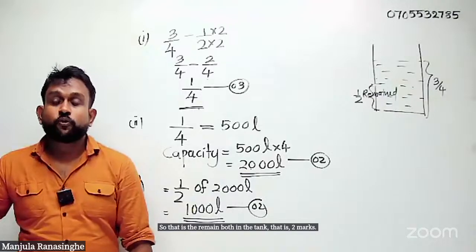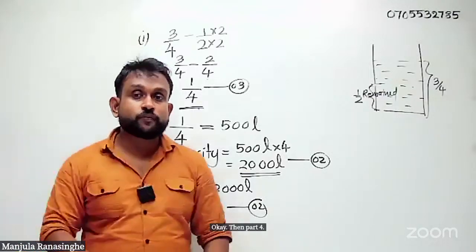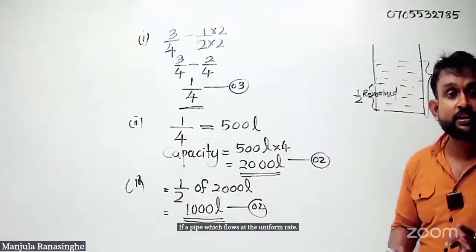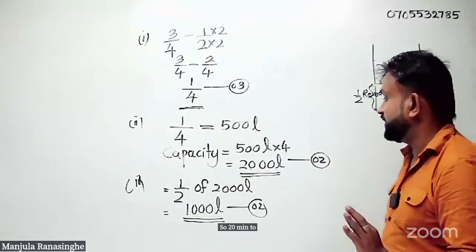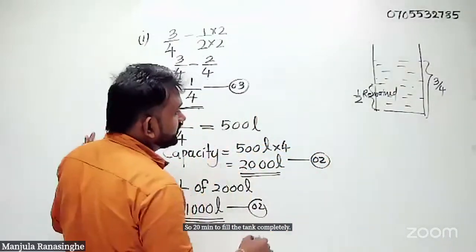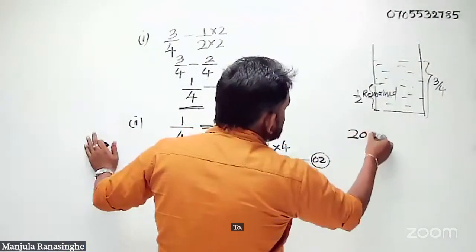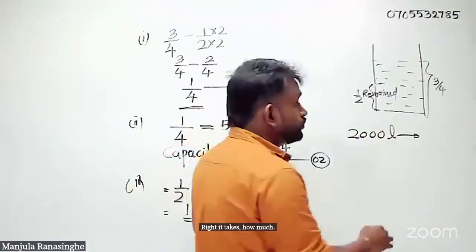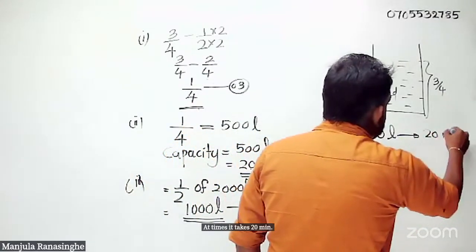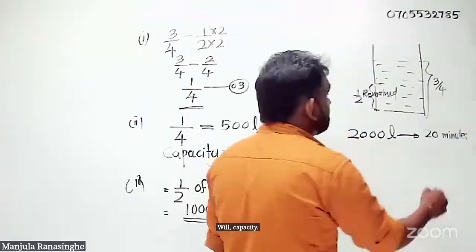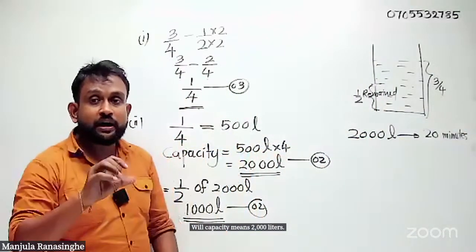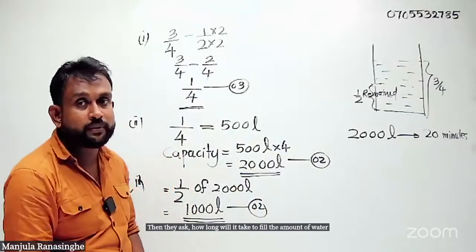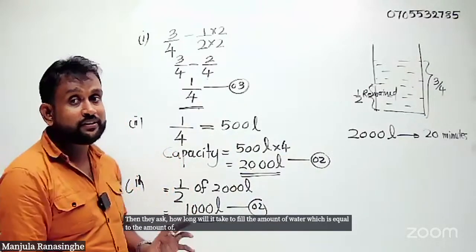Okay, then part 4. If a pipe which flows water at a uniform rate took 20 minutes to fill the tank completely. Tank completely means what? To fill the 2000 liters, right? It takes how much time? It takes 20 minutes. Full capacity means 2000 liters. But then they ask, how long will it take to fill the amount of water which is equal to the amount of used water to the tank.